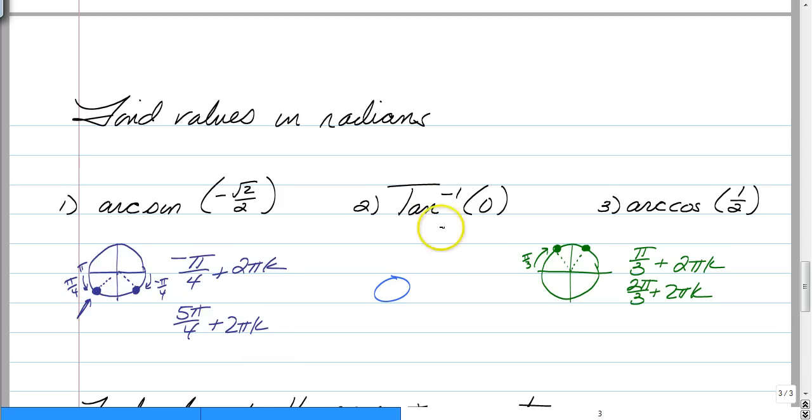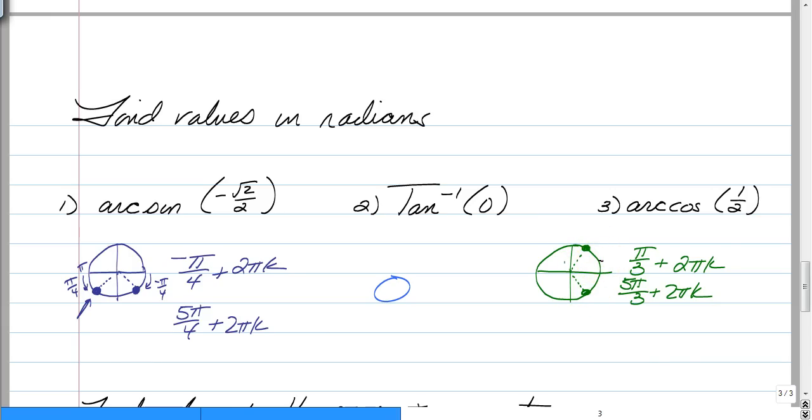The second one, this is big tangent, so all you had to do is use your calculator and press second tangent of 0 and you get 0. That's it, you're done. There's nothing else to do. You don't even need to sketch to see where it was graphed. And for number 3, remember cosine is positive where x is positive. So it's going to be quadrant 1 and quadrant 4.